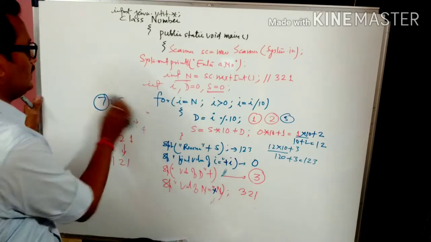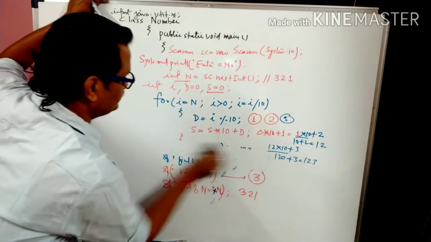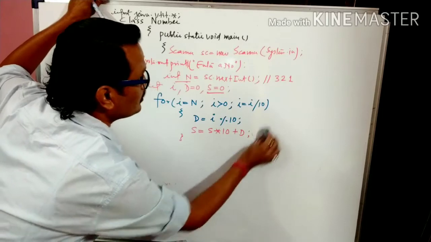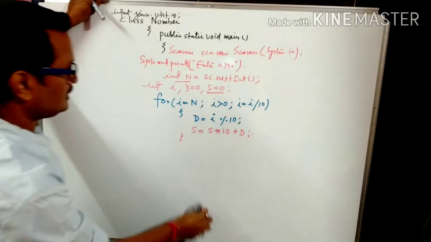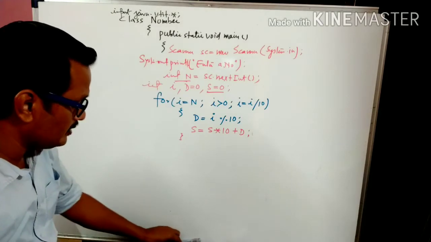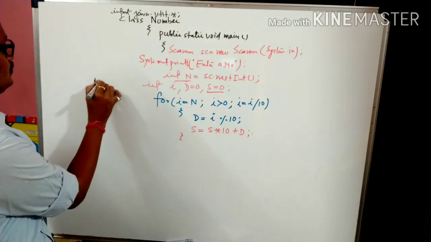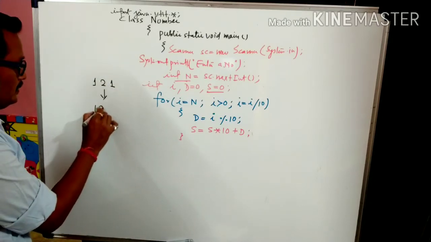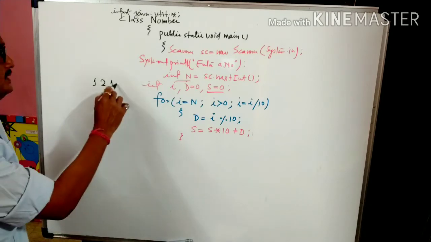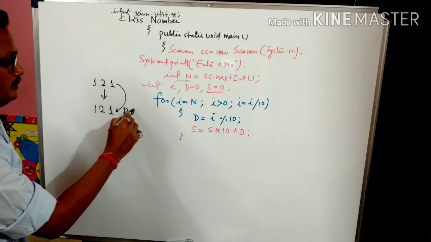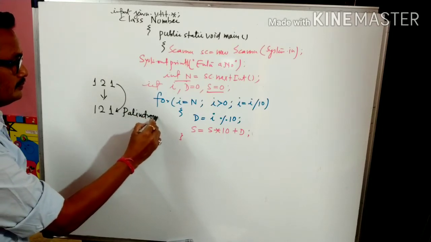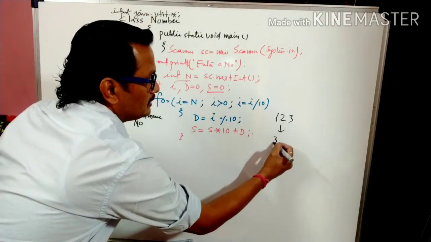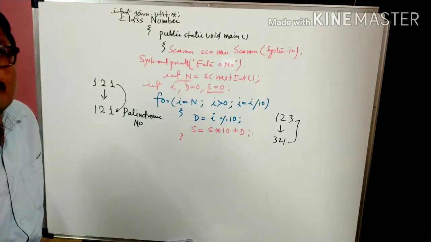Now write another question. Input a number and check whether the number is a palindrome number or not. What is a palindrome number? Suppose the original number is 1 2 1. Reverse the number. The reverse will be 1 2 1. The original number is equal to the reverse number. That is a palindrome number. Suppose here is 1 2 3. The reverse will be 3 2 1. Is it the same? No. This is not a palindrome number.